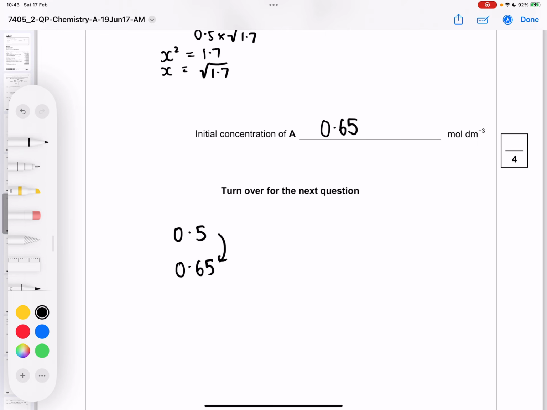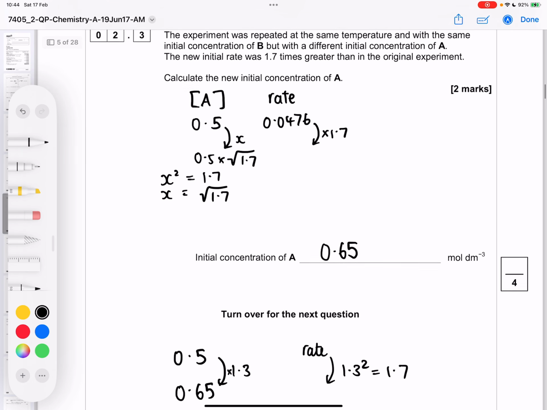And we'd have said, oh, it changed by 1.3 times. Then we'd have said that whatever happened to rate would have had to change by 1.3 squared times because it was second order. And so if we look at what 1.3 squared is, that's where we get the 1.7. So the rate going up by 1.7 meant that A had to go up by 1.7 square rooted, and then we just apply that to 0.5.